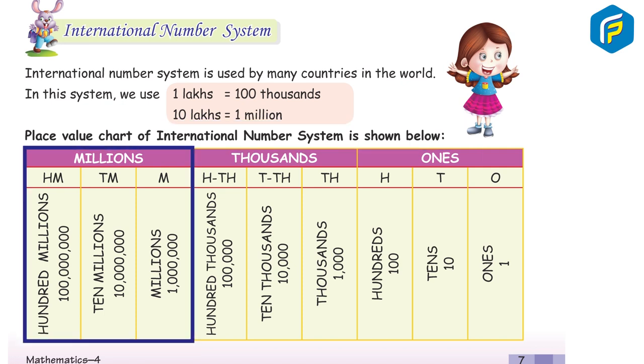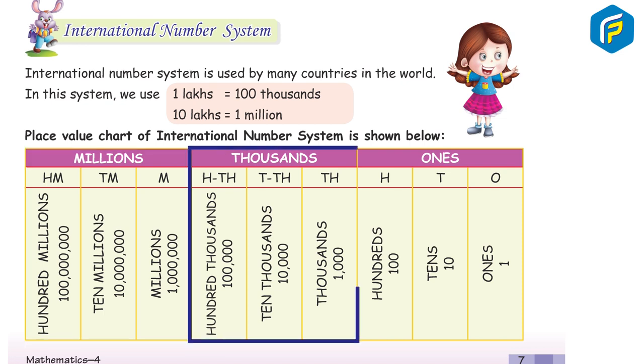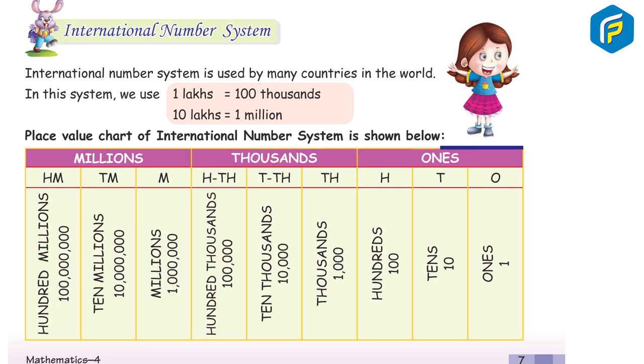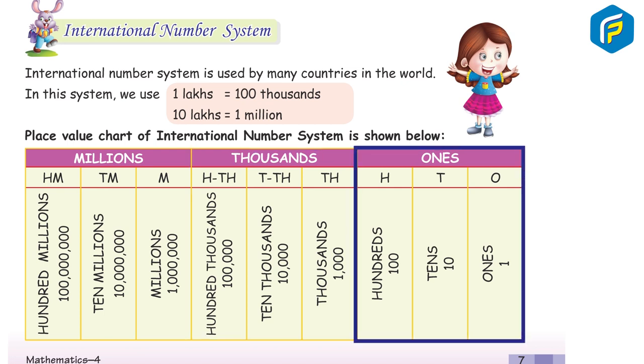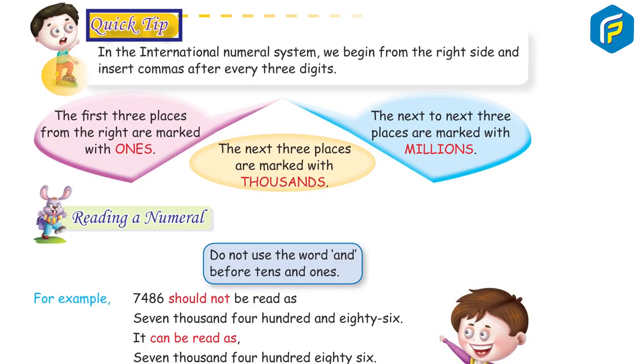Millions, HM, TM, M. 100 millions, 10 millions, millions. Thousands, HTH, TTH, TH, 100,000s, 10,000s, thousands, ones. HTO, hundreds, tens, ones. Quick tip.